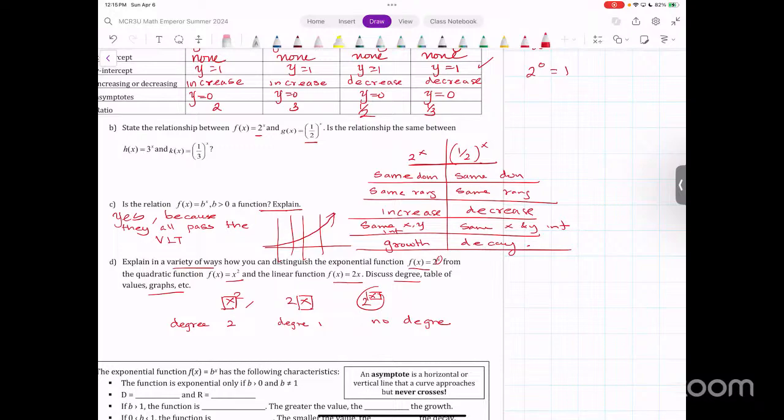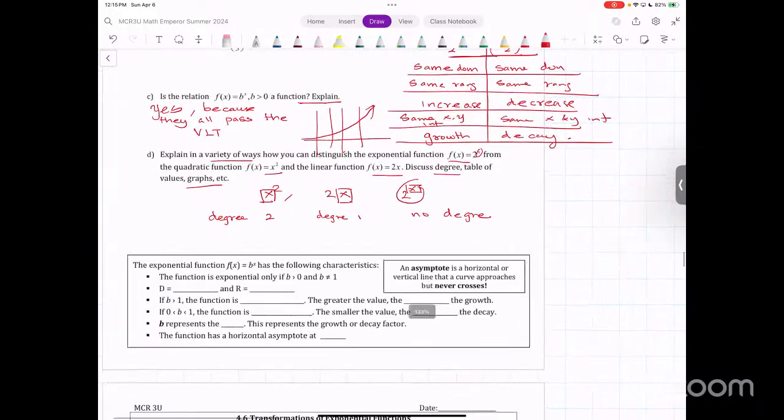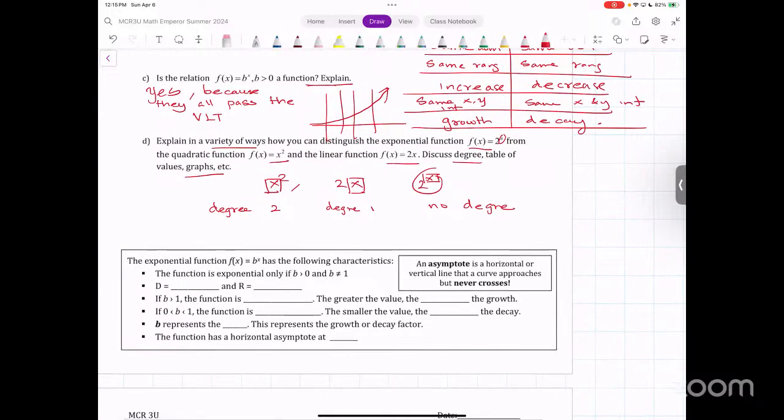So we need to summarize the properties of the exponential function. The exponential function f(x) = b to the power of x has the following characteristics. The function is exponential only if b is greater than 0 and b is not equal to 1. The domain is x belongs to the real numbers. You can simply memorize that. The range is y belongs to the real numbers, y not equal to 0.